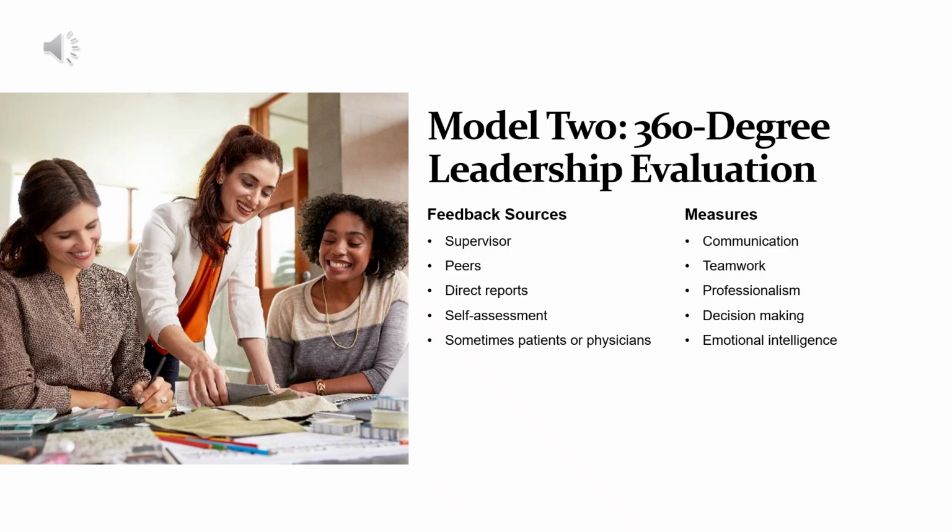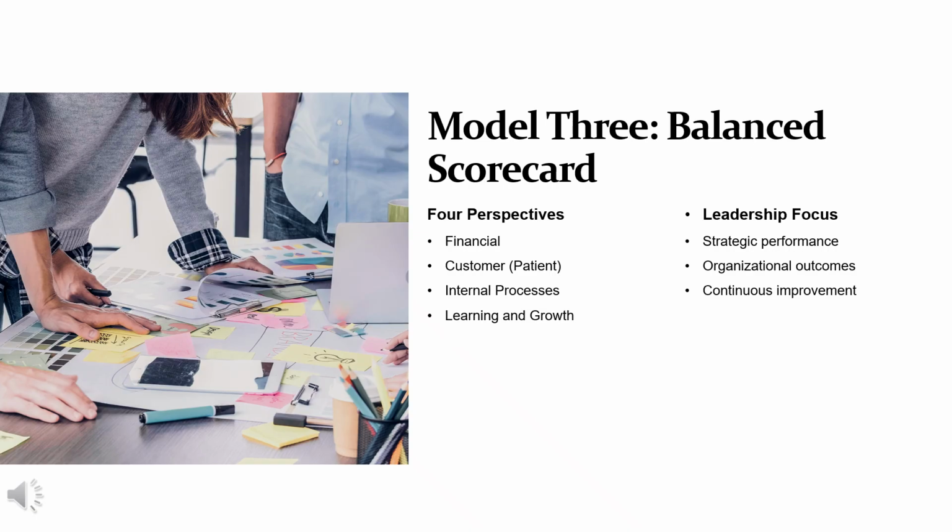The third leadership assessment model is the balanced scorecard. Unlike the previous two models, which primarily evaluate leadership behaviors, the balanced scorecard measures whether leadership produces successful organizational outcomes. The balanced scorecard helps organizations monitor strategic performance across four major perspectives. The first perspective is financial performance, which includes measures such as operating margin, budget compliance, cost management, and resource utilization.